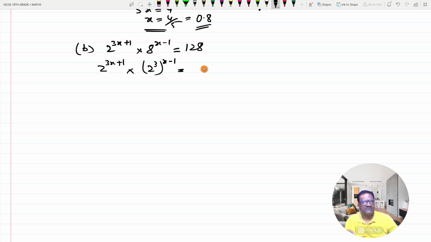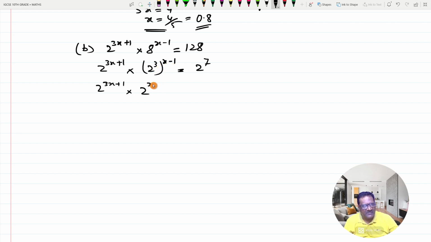So 2 raised to 7 happens to be 128, right? Yes, right. That being done, now again what I will do is 2 raised to 3x plus 1 multiplied by 2 raised to, now this 3 I'm going to multiply with x minus 1.